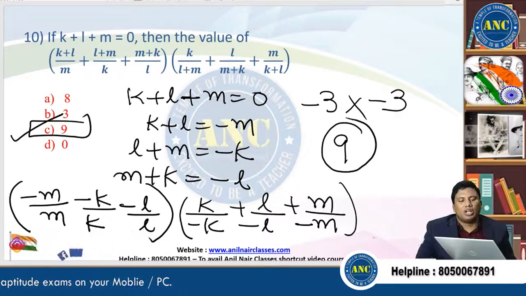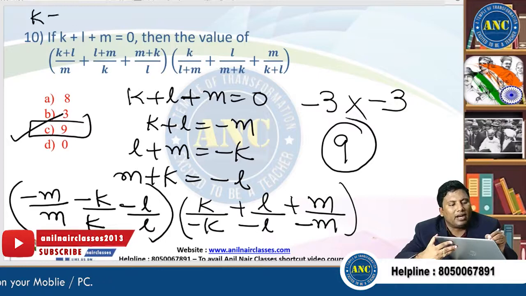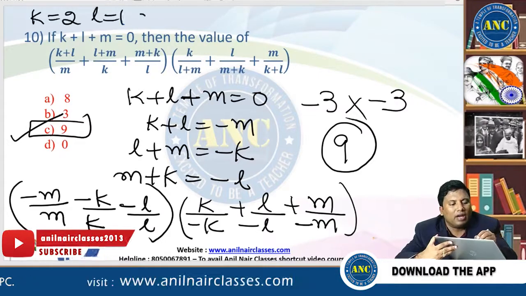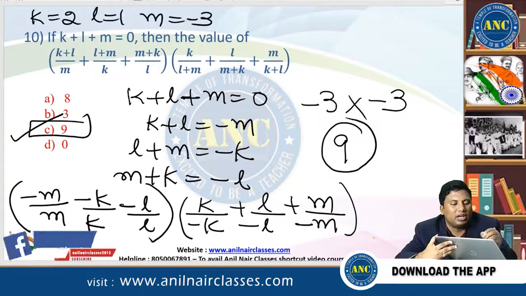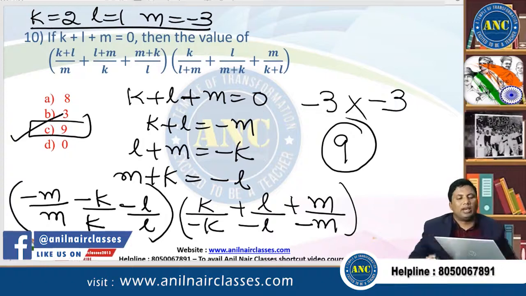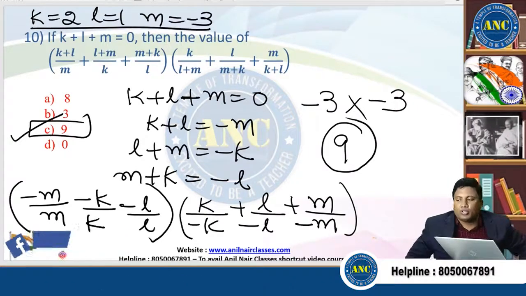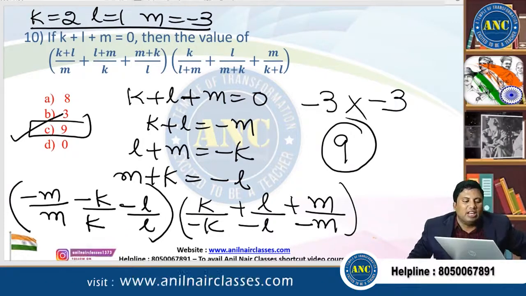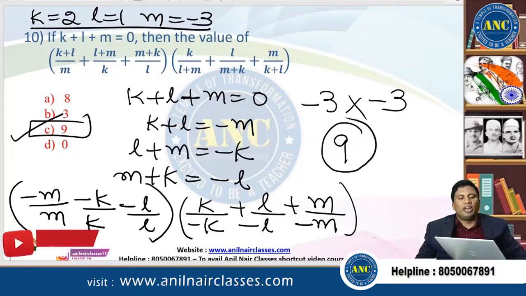You can also solve this question by putting k value 2, L value 1 and M value minus 3. K 2, L 1, M minus 3. That also can be used. By using this you will easily get the answer. I hope the idea is clear.